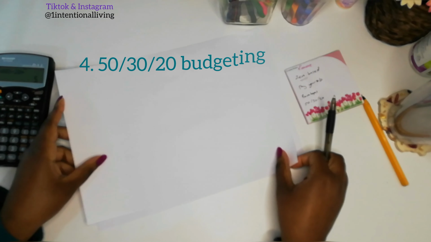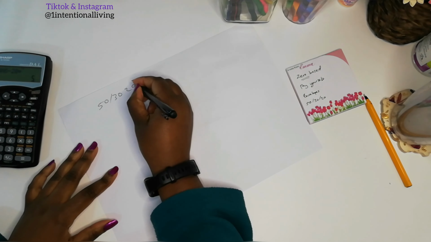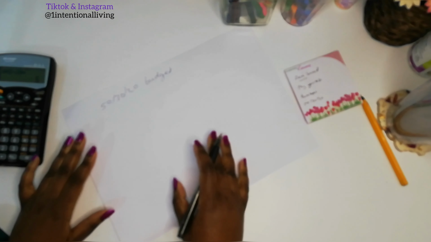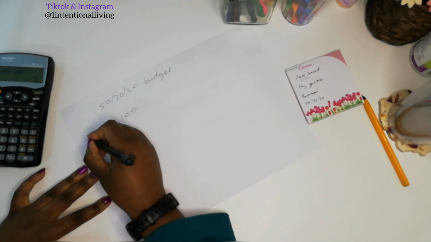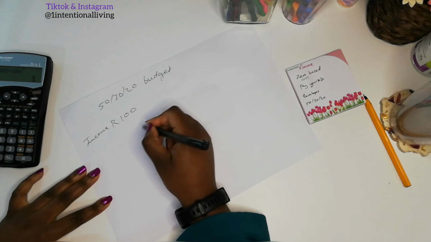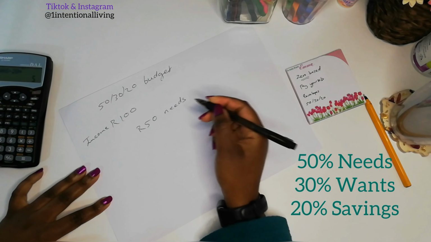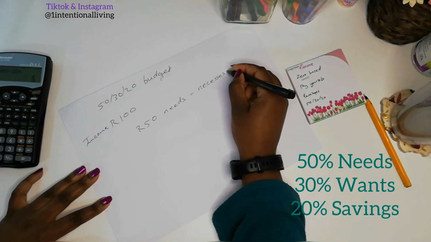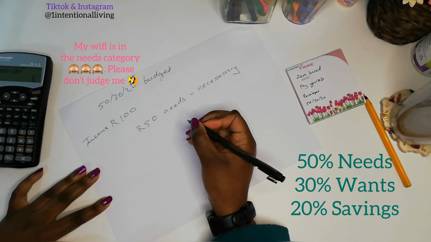And then you have a 50, 30, 20 budget, right? Mine is a personalized format of this. So with this one, your 100 Rand, when it comes in, your 50 Rand is for your needs. You know, needs are things that are necessary. Yes, telecom is necessary, Wi-Fi is necessary.